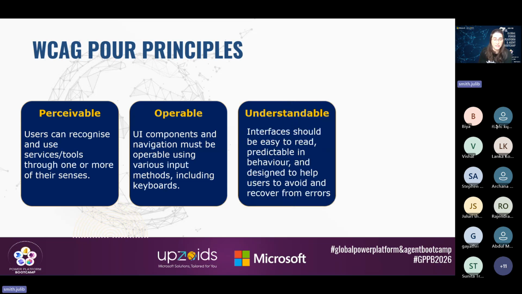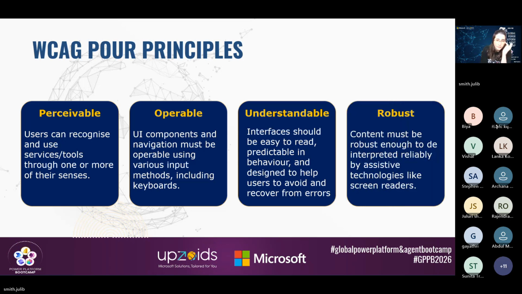We have U for understandable, and that means that the interface should be easy to read, predictable in behavior, and designed to help users avoid and recover from errors. And finally, we have R for robust, meaning the content must be robust enough to be interpreted in a reliable way by assistive technologies, and that includes screen readers.